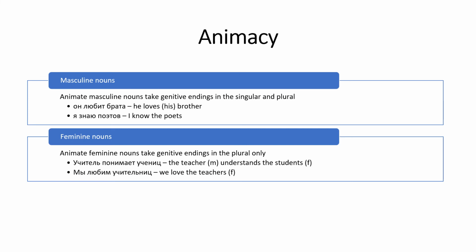Feminine nouns, which are animate, take the genitive endings only in the plural form. So учитель понимает учениц. The teacher, the male teacher, understands the female students. Мы любим учительниц. We love the teachers. And in the singular, animate feminine nouns decline regularly, so the а will still go to the у.